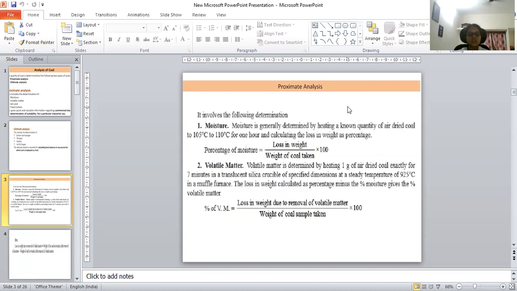Today, I am going to explain analysis of coal. The composition of coal varies widely, and hence it is necessary to analyze the coal to use different types of coal. By using this analysis, we can choose the coal for a particular industrial use.